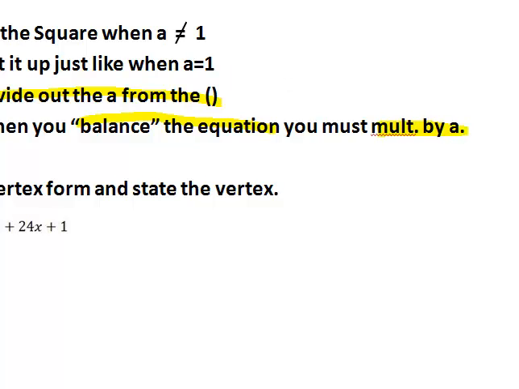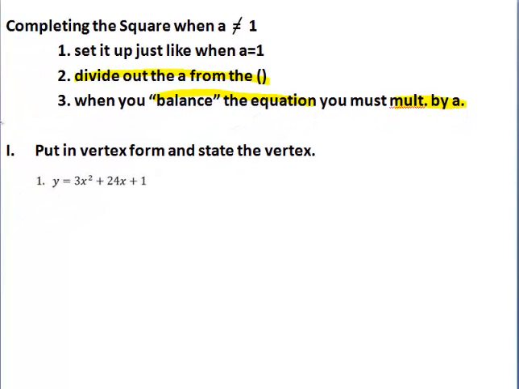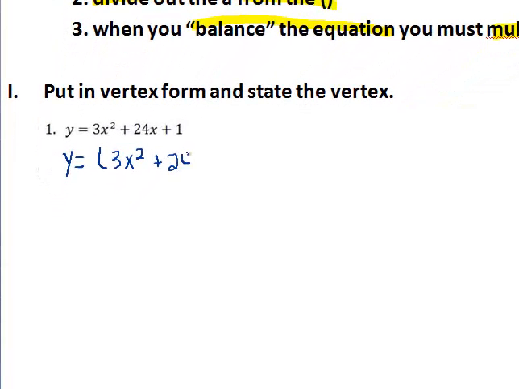Alright, so let's look at an example. In the first problem we have y equals 3x squared plus 24x plus 1. So go ahead and rewrite it as y equals parentheses 3x squared plus 24x, and then go ahead and leave a space, close your parentheses, and put the plus 1, and then leave another space to balance your equation.